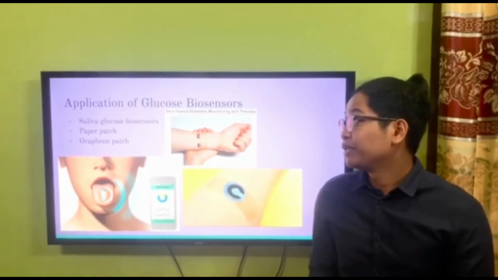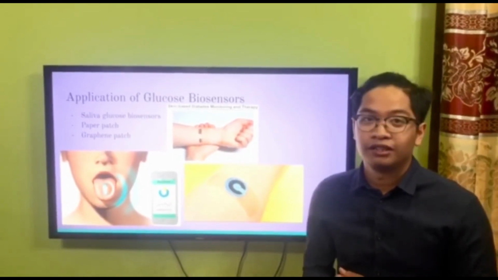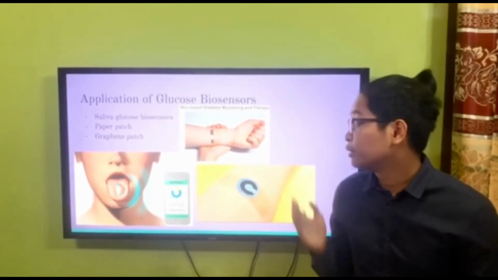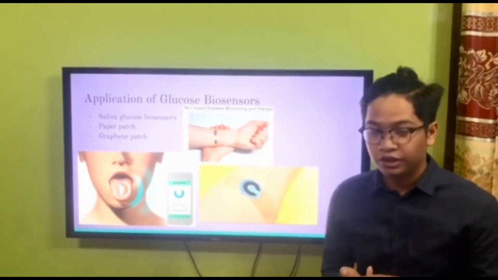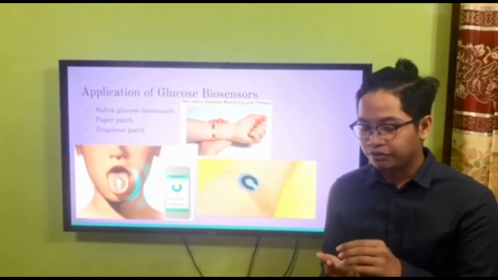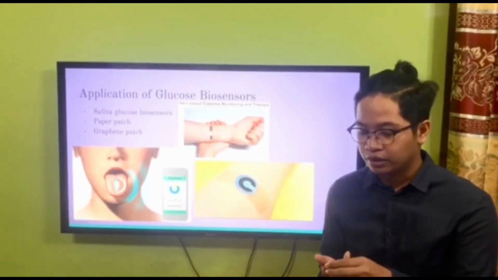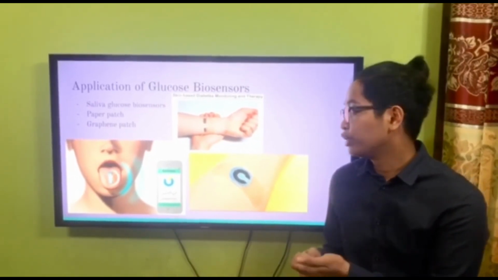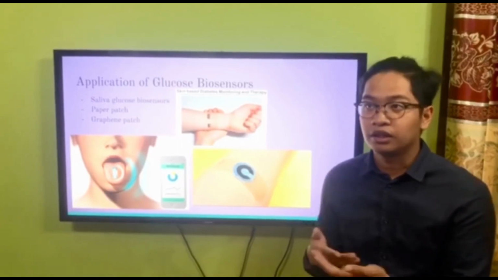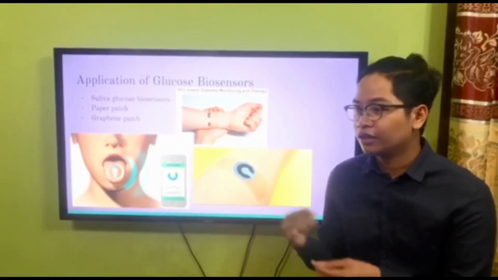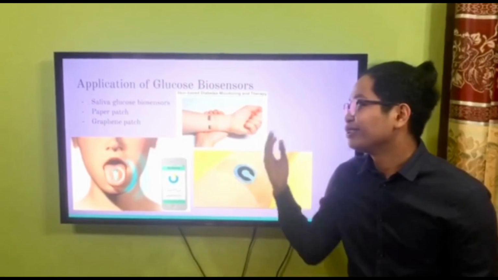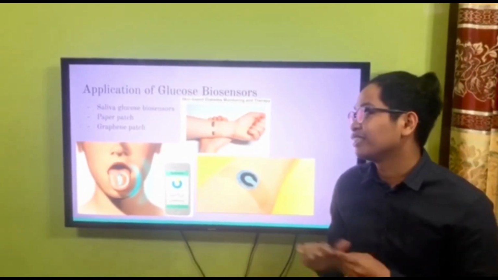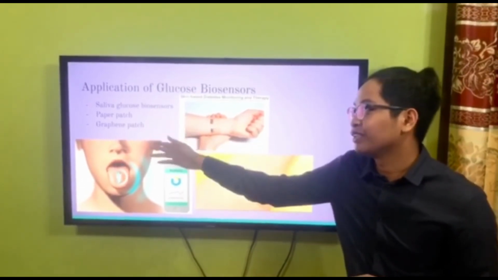So I'm going to explain the application of glucose biosensors. Before this, we just used a simple application of glucose biosensors. We would just prick our finger with a needle. Then we can get our blood, so we can show what our blood glucose is, what type and how high it is. So the new applications of glucose biosensors are the saliva glucose biosensor, paper patch, and graphene patch.